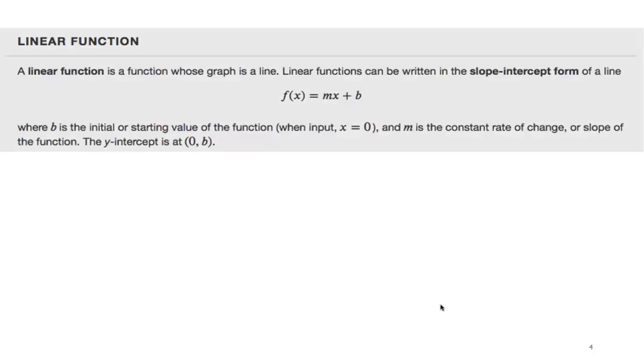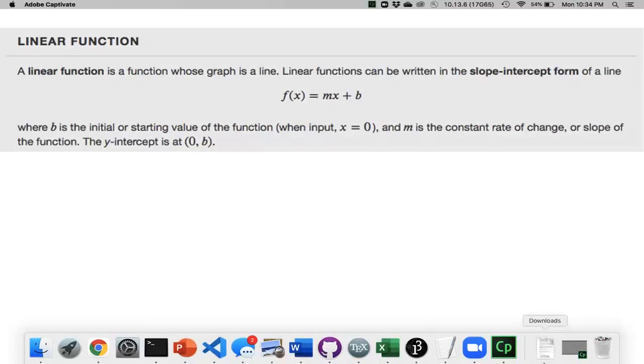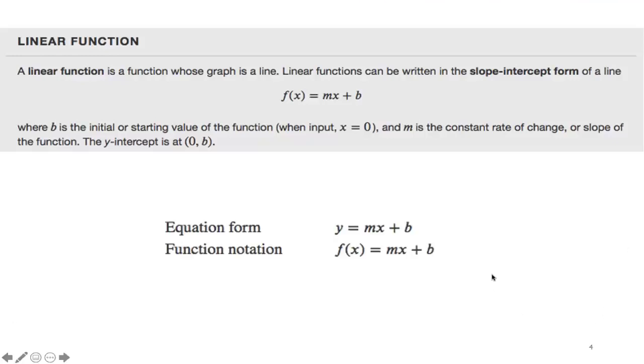A linear function is a function whose graph is a line, and the linear function can be written in this form called the Slope-Intercept Form. f(x) is equal to mx plus b, where b is the initial or the starting value of the function, and m is the rate of change or the slope of the function. And so y is equal to mx plus b. Again, m is the slope and b is the y-intercept.